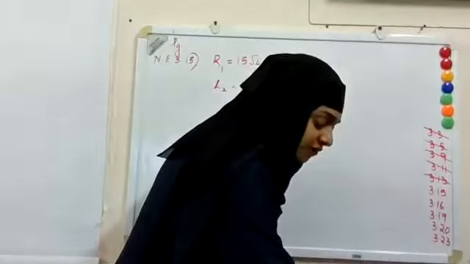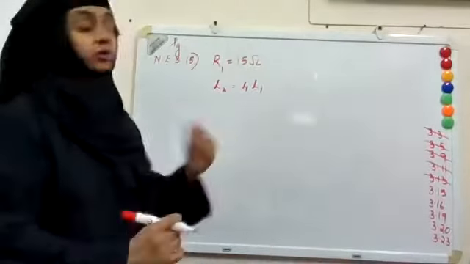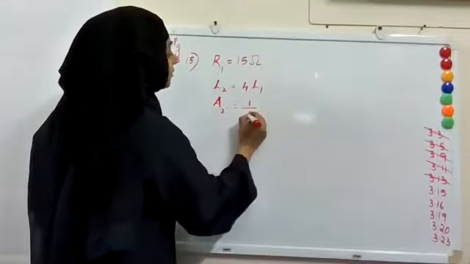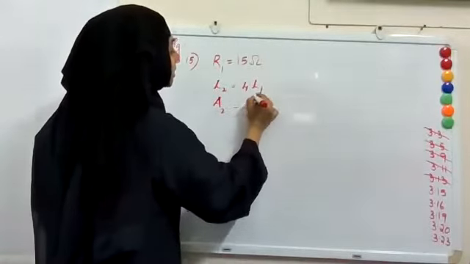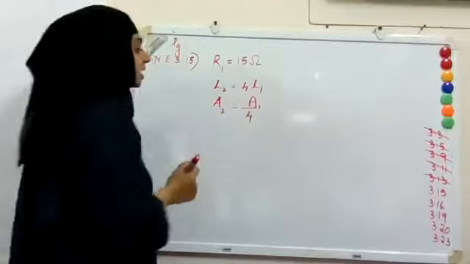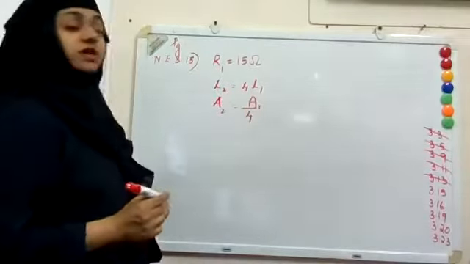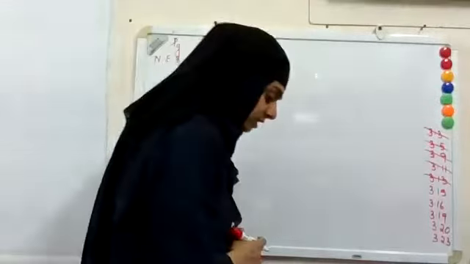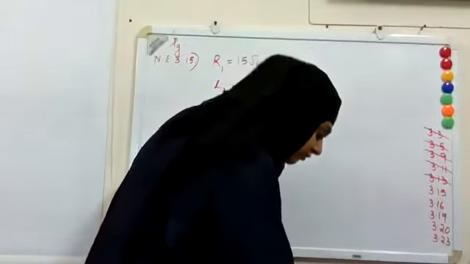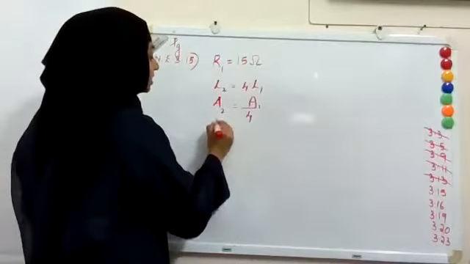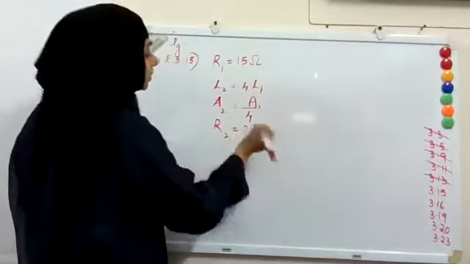And its area of cross section becomes 1/4, which means the new area will be equal to 1/4 of the old area. So A2 will be equal to A1 divided by 4. Now, the question is, find the resistance of the elongated wire. The question is, R2 is equal to what?